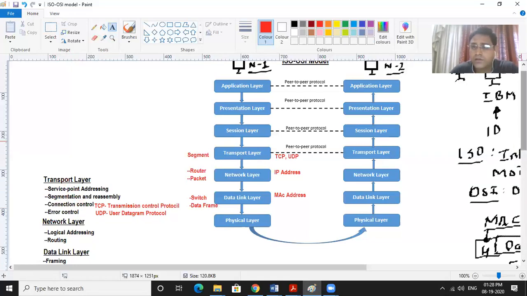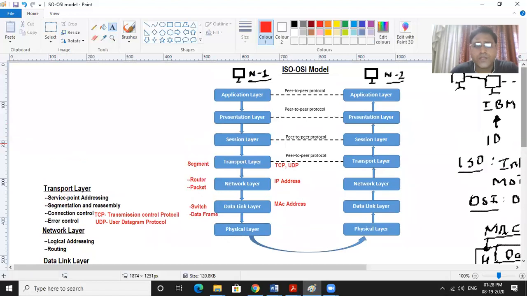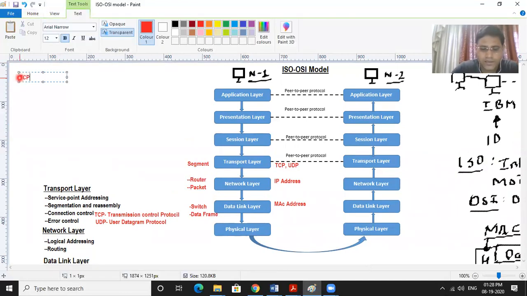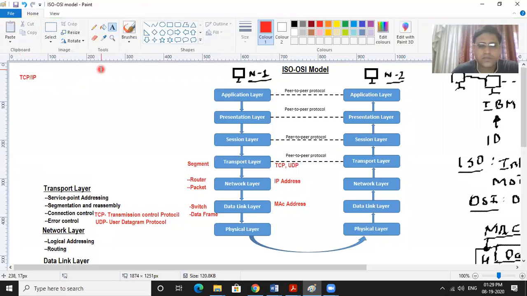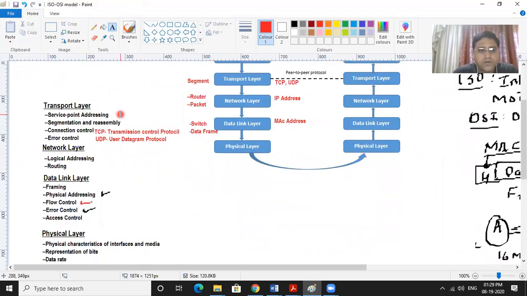Now see, it is very important to understand how the data link layer, network layer, and transport layer work mutually. Okay, you might have seen many times that it is written TCP/IP protocol. You might have heard TCP and IP together. Now, what actually happens? Let me tell you. And we'll discuss this source point addressing, which is also known as port addressing.